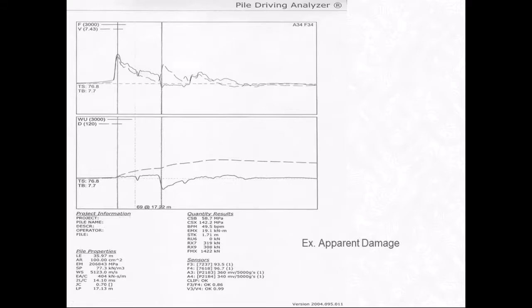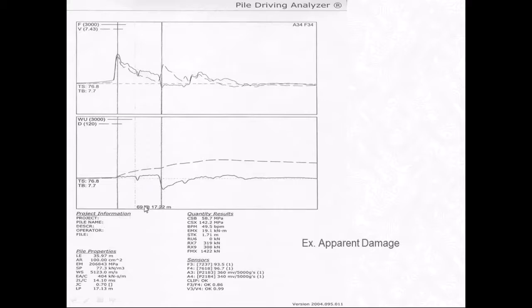Here's an example of some apparent damage. And you can see from the force and velocity record at the toe, the velocity's high, force is low, so that's an indication the pile is moving through the soil. But you can also see a similar change in force and velocity about halfway down the pile. And if we look at the wave up, it looks like a toe reflection.